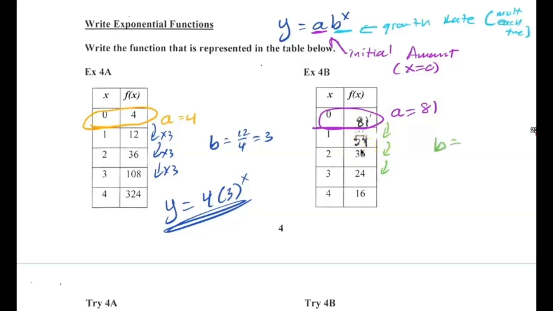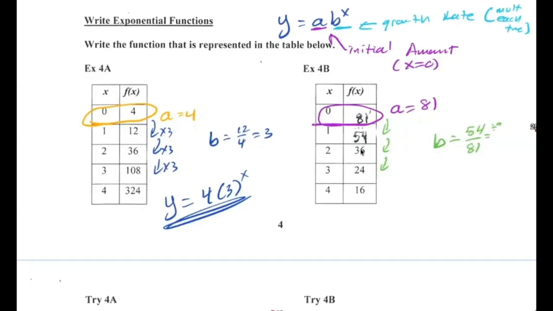If you're not sure, always put the second term over the first term, or the third over the second. It's a 54, by the way, it's ugly. 54 over 81. Then we can reduce this by dividing both by 9. 54 divided by 9 is 6. 81 divided by 9 is 9. And actually, I can reduce that a little further. Divide both by 3, and you get 2 over 3. So that's what we're multiplying by each time, 2/3.